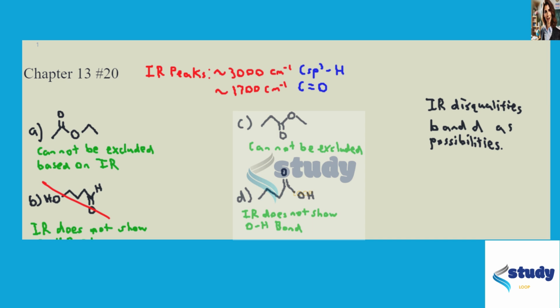C also cannot be excluded. It has a carbon double bonded to an oxygen. It has some sp3 C-H bonds. And so on the basis of IR, we cannot exclude C as a possible answer.